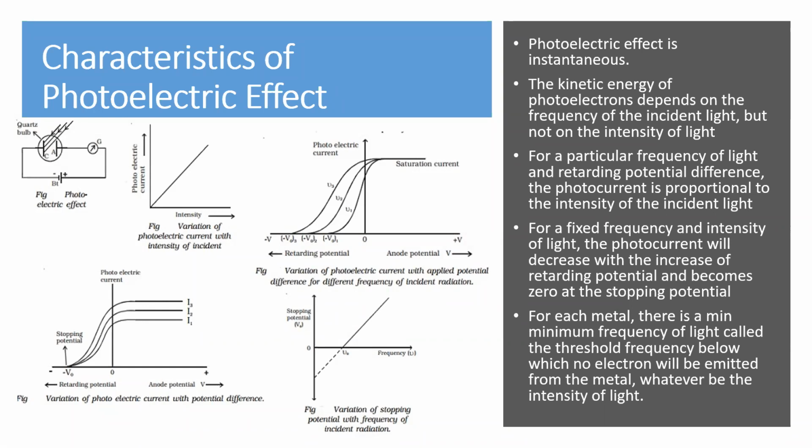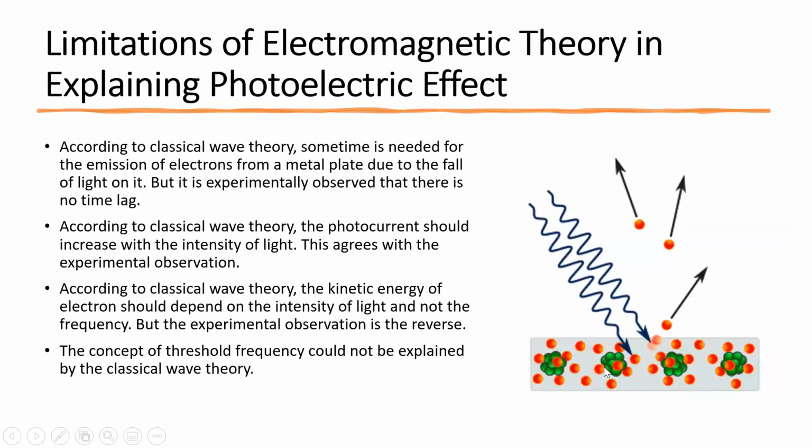And then we also saw that when we increase the frequency of the light, the kinetic energy of the photoelectrons increases, which means the stopping potential increases, but there is no effect on the current produced by photoelectrons. So these are the three important characteristics of the photoelectric effect, which we observed yesterday.